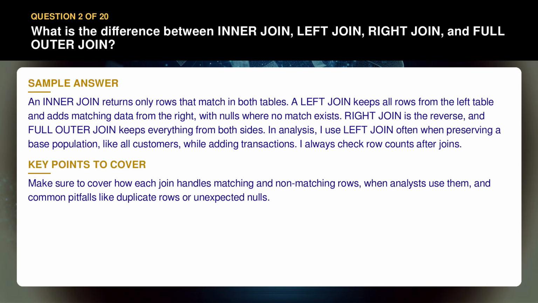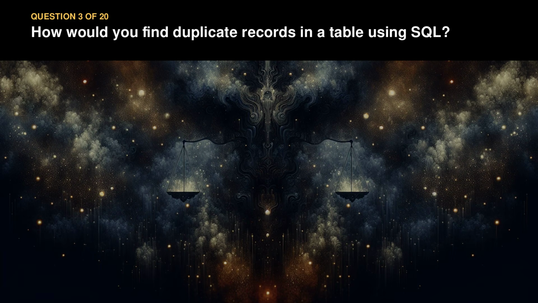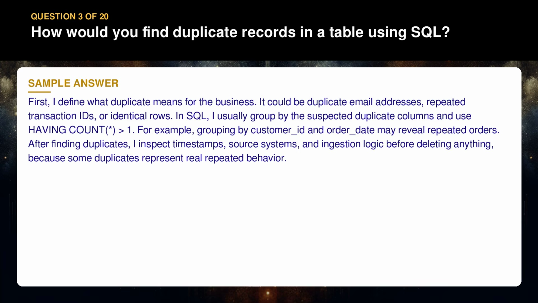Make sure to cover how each join handles matching and non-matching rows, when analysts use them, and common pitfalls like duplicate rows or unexpected nulls. Question 3. How would you find duplicate records in a table using SQL? First, I define what duplicate means for the business.